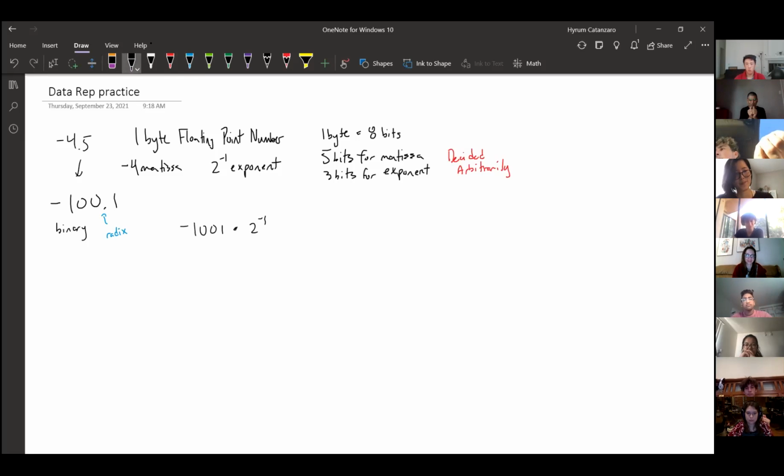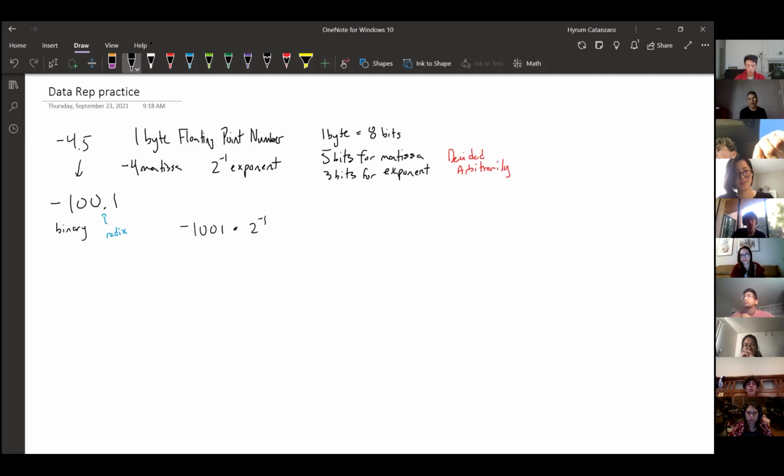In binary, we have increasing and decreasing powers of 2, right? So 0.1 is 2 to the negative 1, which is 1 over 2, which is 0.5. So that is your negative 1001 times 2 to the negative 1, yes?